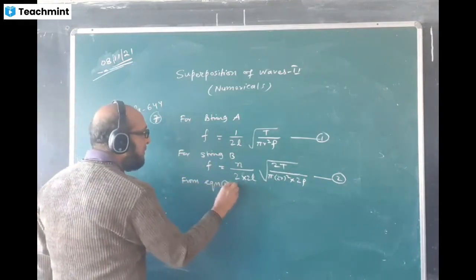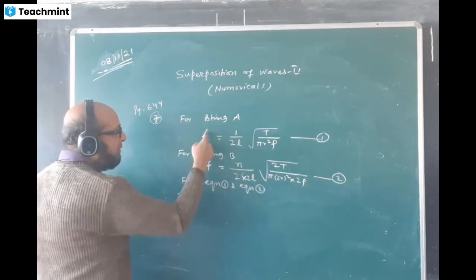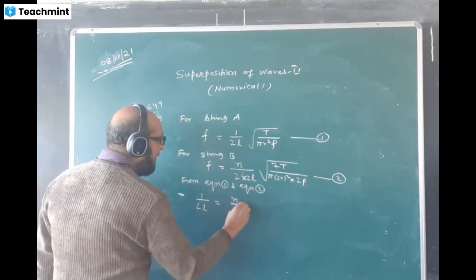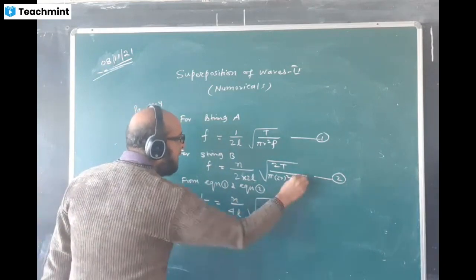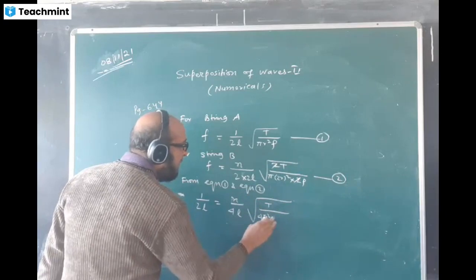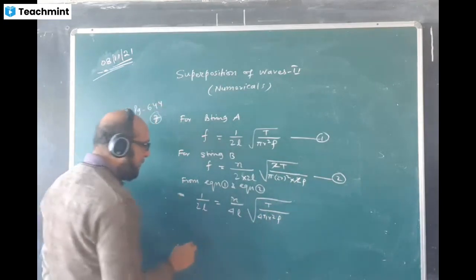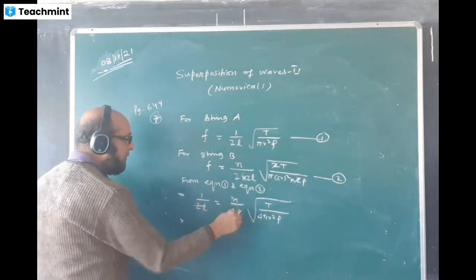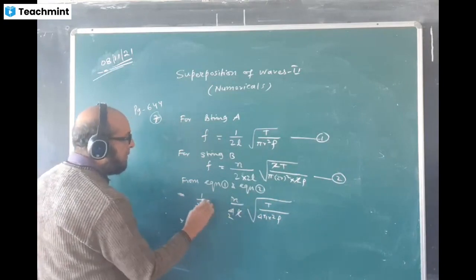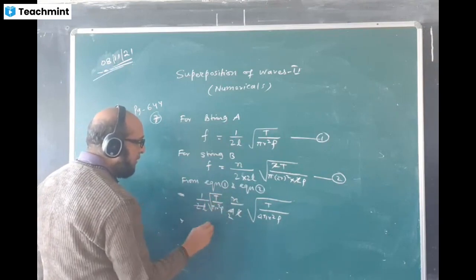From equation 1 and equation 2, I'll make these two equal. So write like this: 1 by 2L is equal to n by 4L. Here you can cancel. You get the answer T by 4 pi square, 4 pi r square rho. Equated. So now 2L, this will become 2. Cross multiply. This is coming. Okay, I did not write this part. T by pi r square rho.